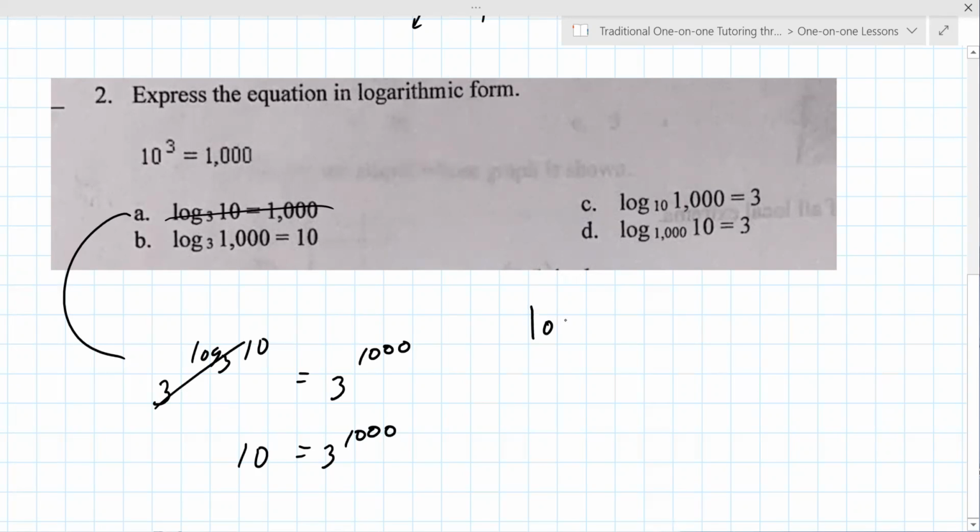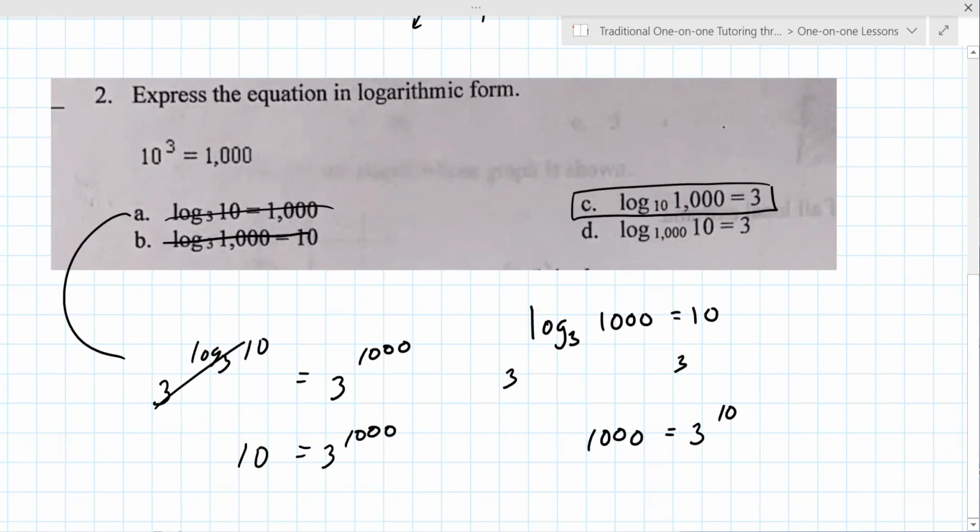So let's look at B. Log base 3 of 1000 equals 10. If you use a 3 on both sides here, this cancels. You get 1000 equals 3 to the 10. We're not looking for that either. We're close, right? So C, okay, if you do 10 on both sides, you get 10 to the log base 10 of 1000 equals 10 cubed, and we finally have it, because 1000 does equal 10 cubed.